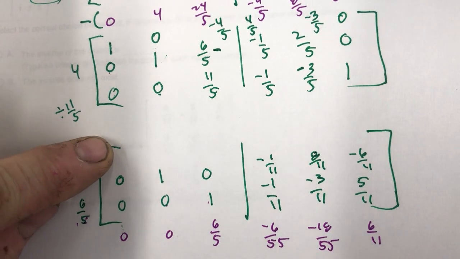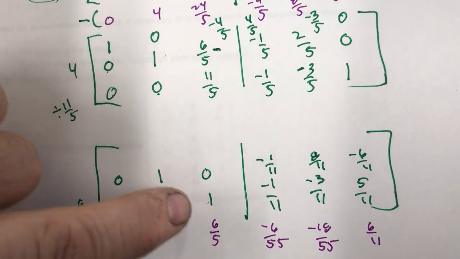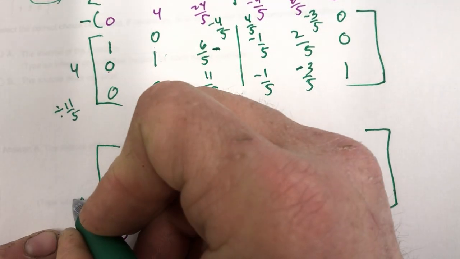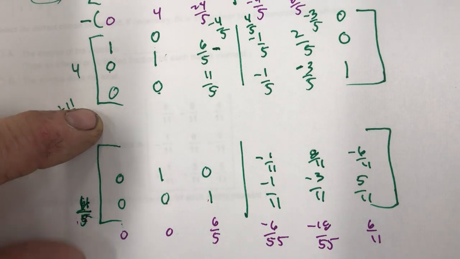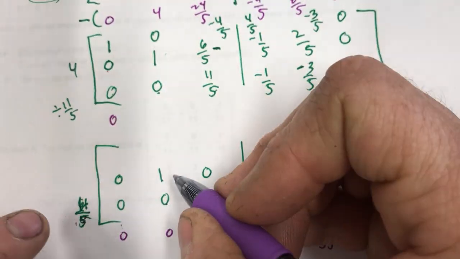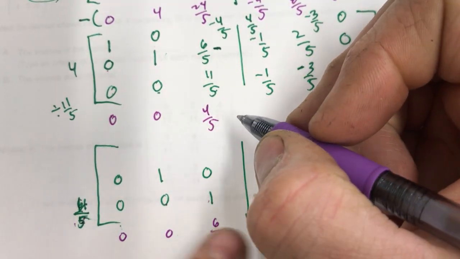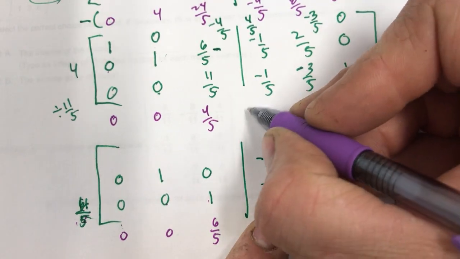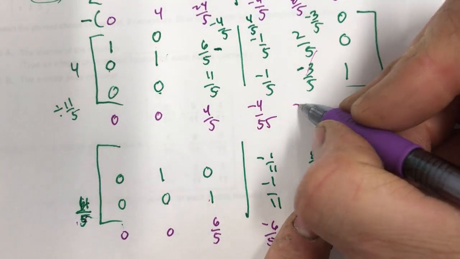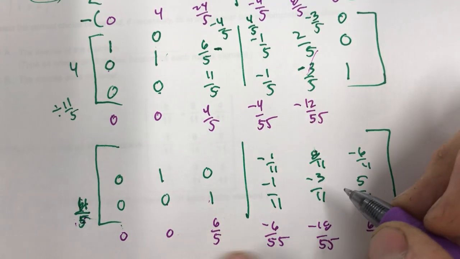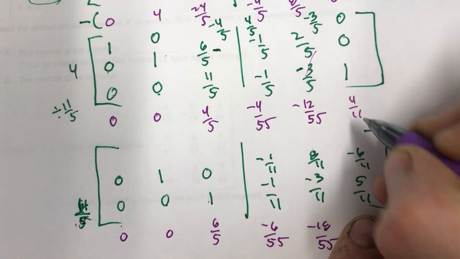And I got to do this top row, which here has a negative 4 fifths. You see that? So I need to multiply the first row by 4 fifths. So I'm going to do 4 fifths this time, times that row. I'm going to write it in the middle here. So 4 fifths times 0 is 0. 4 fifths times 0 is 0. 4 fifths times 1 is 4 fifths. 4 fifths times negative 1 over 11 is negative 4 over 55. 4 fifths times negative 3 over 11 is negative 12 over 55. And then 4 fifths times 5/11ths is 4 over 11.